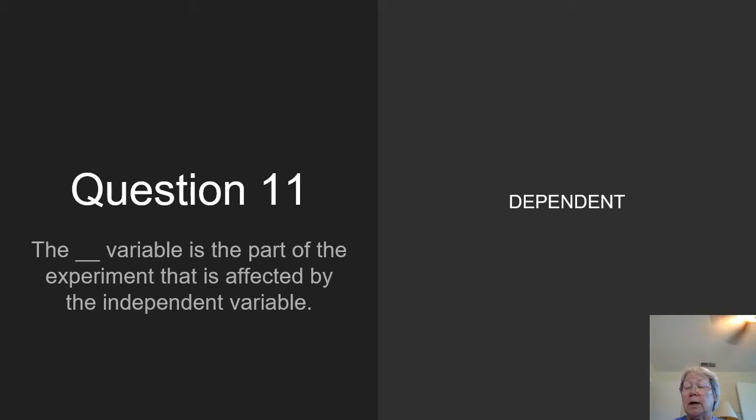So for example, if you were testing, let's say, watering plants on a schedule, and one set of plants you watered every day and one set of plants you watered every 10 days, the way that the plants would respond to that watering would be an example of dependent variables. All right. Question number 12.